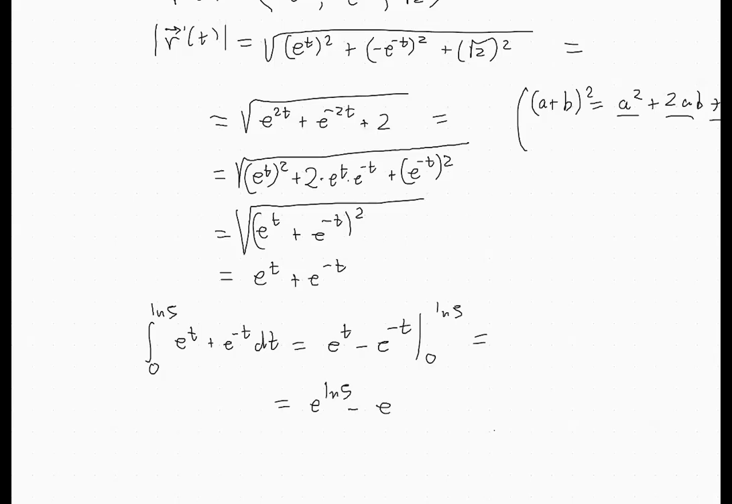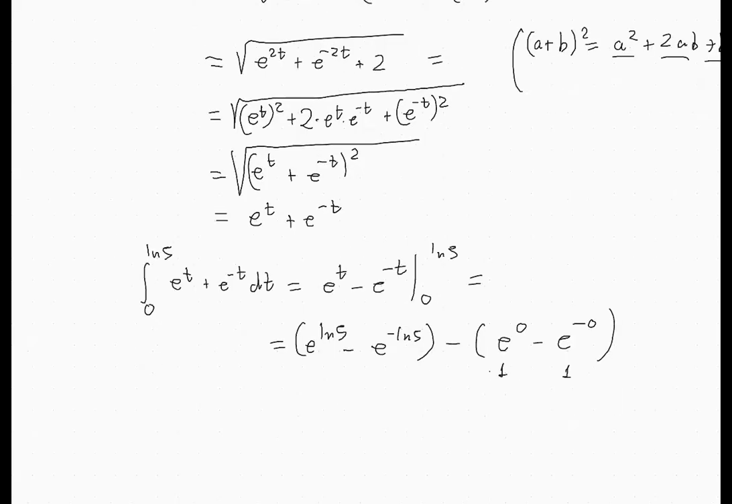minus e to the 0 minus e to the negative 0. Well, this is 1, this is also 1, so the whole thing here is 0. And e to the ln of 5, again, by the definition of the logarithm, is 5. E to the negative ln of 5 is 1 over e to the ln of 5, which is 1/5. And if you want to follow what was asked of us and simplify, this will be 25 over 5 minus 1 over 5, that's 24 over 5.